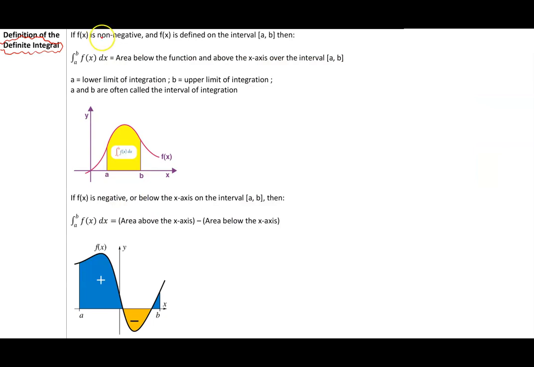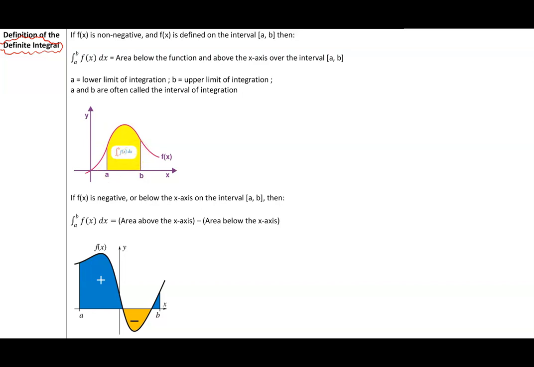So if f of x is non-negative and f of x is defined on the interval a to b, then the integral of f of x dx from a to b is the area below the function and above the x-axis on that interval. Okay, so if this is the function f of x, then the integral represents the area between a and b, so in other words, the shaded area.